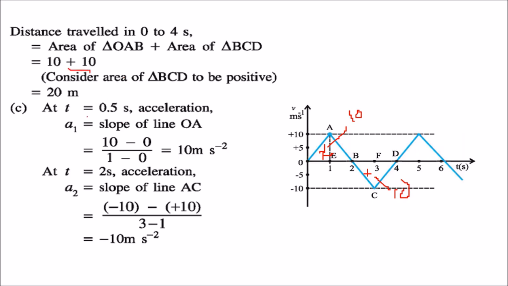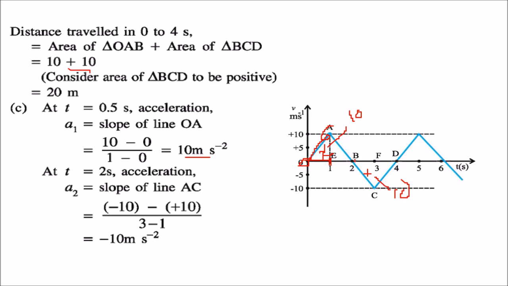Now we have to find the acceleration. So t is equal to 0.5 second, that is, we are talking about this point. What is the acceleration? Acceleration is slope of this line OA, which is simply 10 minus 0 by 1 minus 0, like this, 10 meter per second square.